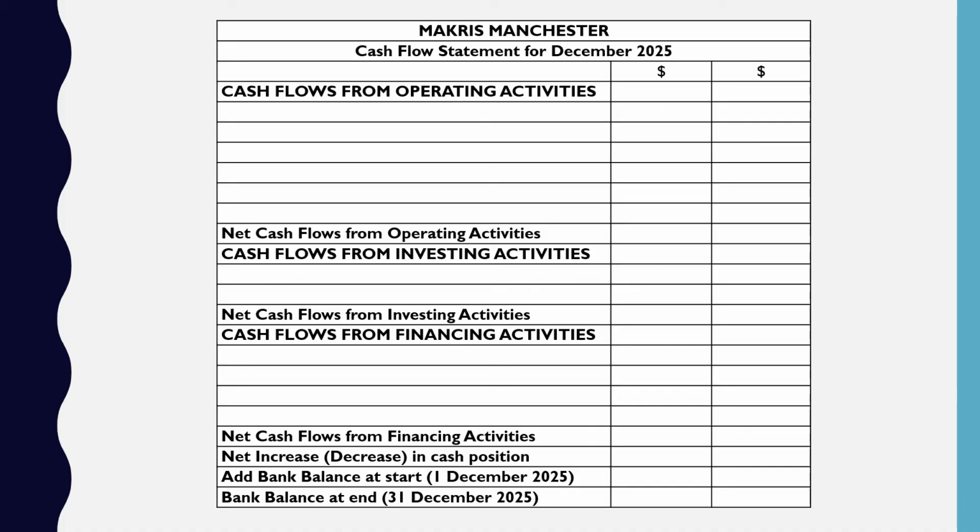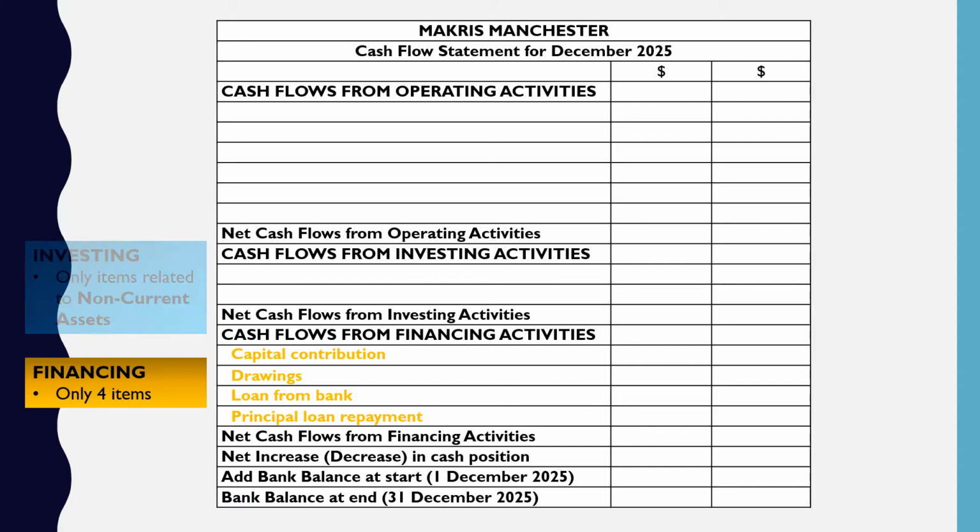The best way to prepare the cash flow statement is to work from the bottom up. We start with the financing activities, where only 4 items are reported here: capital contributions, drawings, loan from bank, and principal loan repayment. Then, we classify the items in the investing activities section.